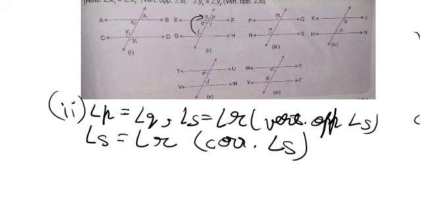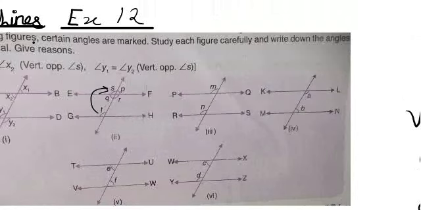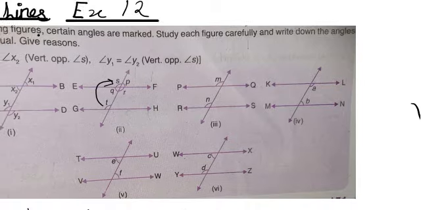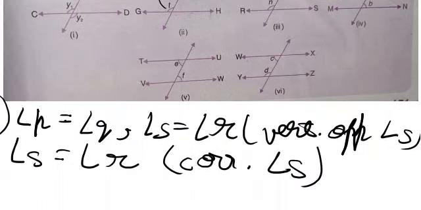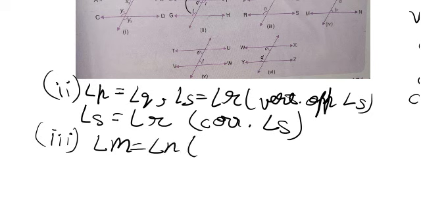Then the next one is the third part. Here we can clearly see only two angles are given to us, M and N. M and N are corresponding angles because both of them lie on the same side of the transversal. One is interior, the other is exterior. So in the third part only one pair of angles is equal, that is angle M is equal to angle N, because they are corresponding angles.